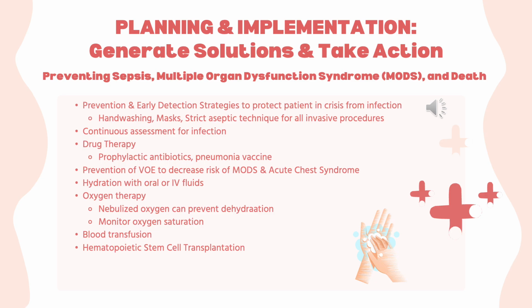Lastly, we have hematopoietic stem cell transplantation, or HSCT. This is a potential cure for sickle cell by correcting the abnormal hemoglobin, but it's very costly and it carries a lot of risks. Currently, this is not a widely approved therapy for adults, but it's a promising option that's under investigation.